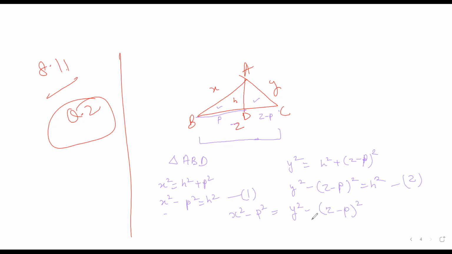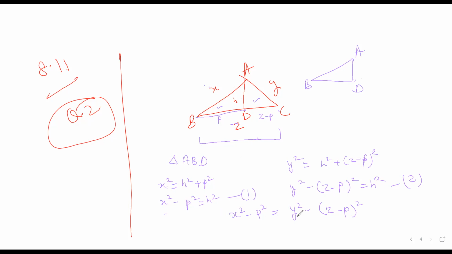Check it till here. Could you briefly re-explain it? Which step? Where you got x squared from. This is the Pythagoras theorem. In triangle ABD, hypotenuse squared equals perpendicular squared plus base squared, and the same is for the other triangle.